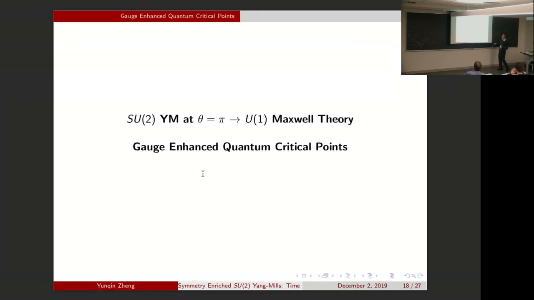Okay, so now let me proceed to the second scenario, where I'm going to assume that SU(2) Yang-Mills at theta equals pi flows to a U(1) point.